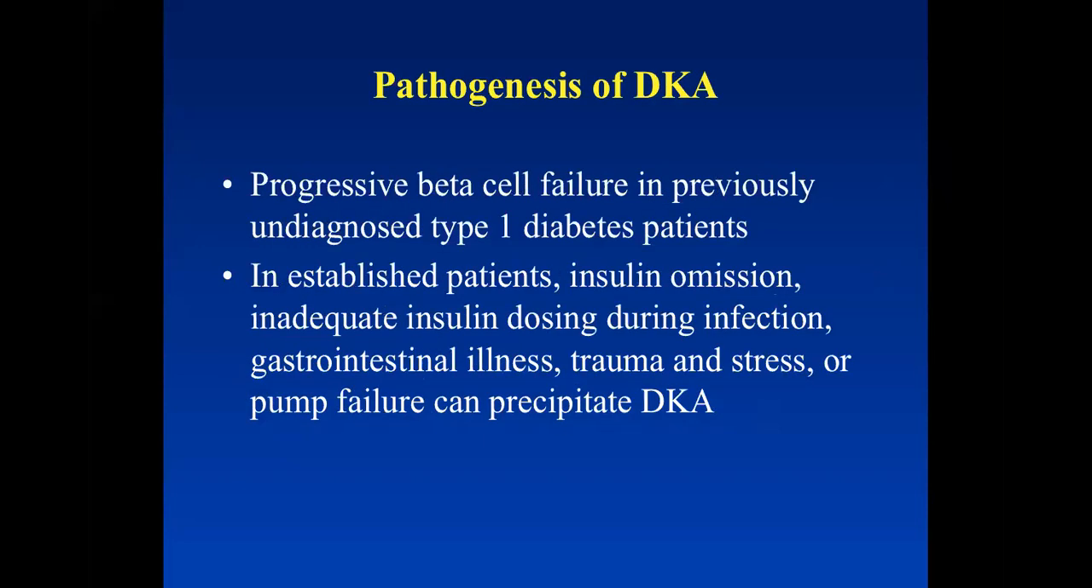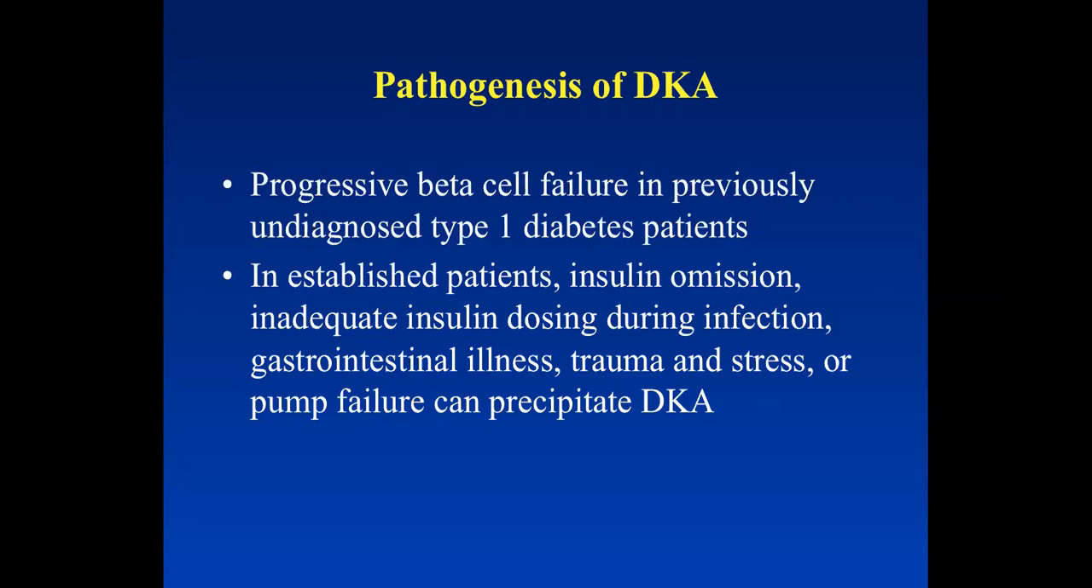Now the pathogenesis is, diabetes, especially type 1, develops because there's progressive beta cell failure in the pancreas, leading to deficiency of insulin. So in previously undiagnosed type 1 diabetes patients, they can have severe insulin deficiency, leading to development of ketoacidosis.